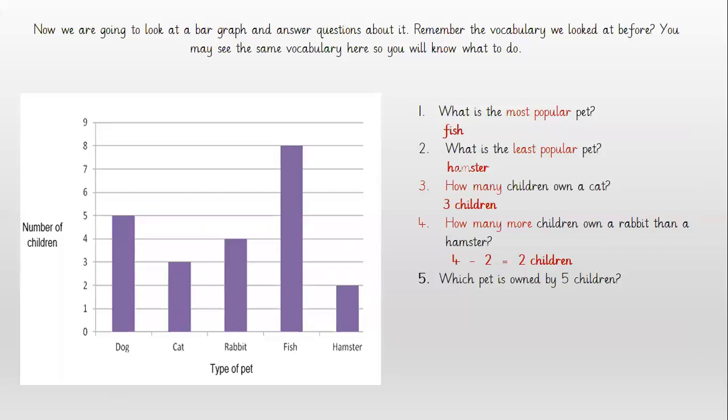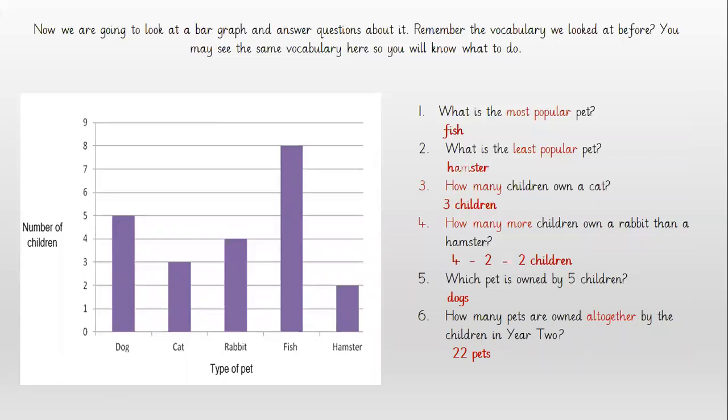Number 5, which pet is owned by 5 children? So for the answer for this, I need to go to 5 and I go across and see which column reaches that line. And I can see that it is dogs. Number 6, how many pets are owned all together? Again, we've got all together, which means, what do you think it means? We need to count them all together, all the children on the graph. And we see that there are 22 pets owned by 22 children.